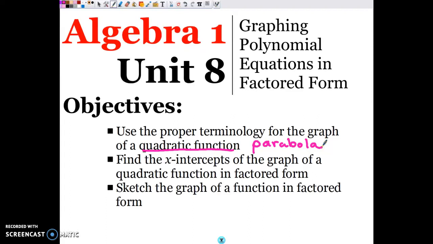A linear graph is known as a line. Quadratic functions are known as parabolas. We are going to find the x-intercepts of a graph. Remember, the x-intercepts are where I touch the x-axis of a graph of a quadratic function in factored form. We know how to factor from the last unit, Unit 7. We will also sketch the graph of a function in factored form.